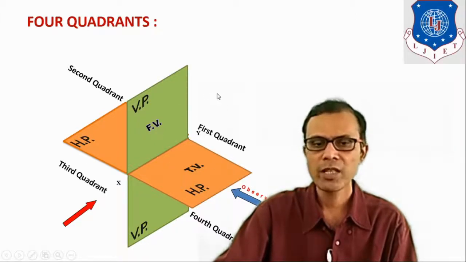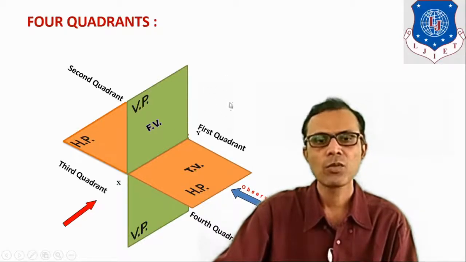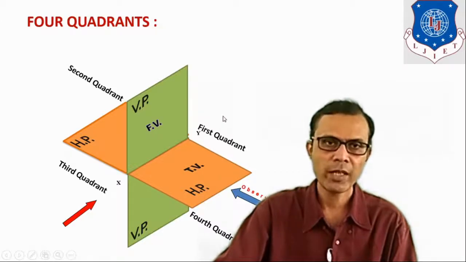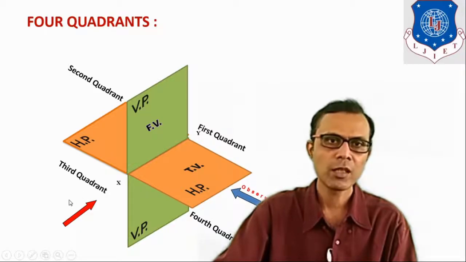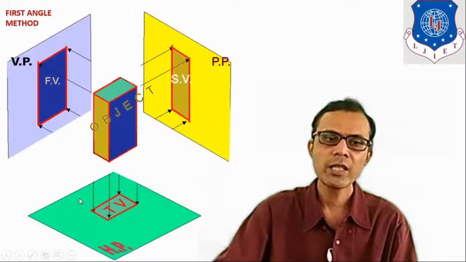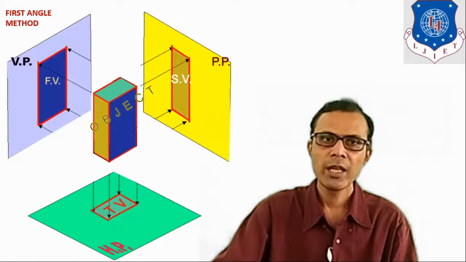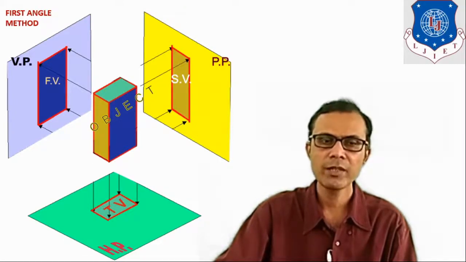Now, in the first angle projection method, the object is kept here. So the location for the object in the first angle projection method is above HP and in front of VP. In the third angle projection method, the object is kept in the third quadrant. Now, let's see the first angle projection method with an example. So, this is the given object. It is kept in the first angle, so the method is known as first angle projection method.